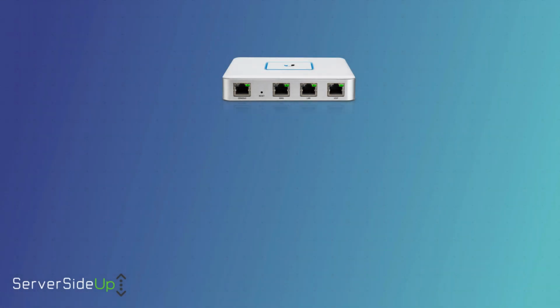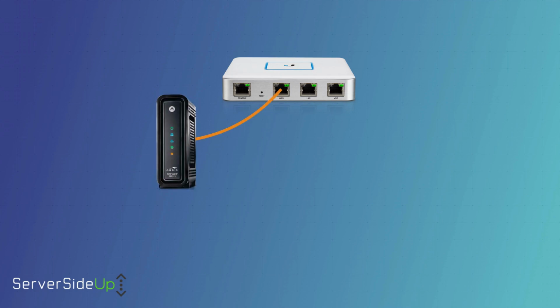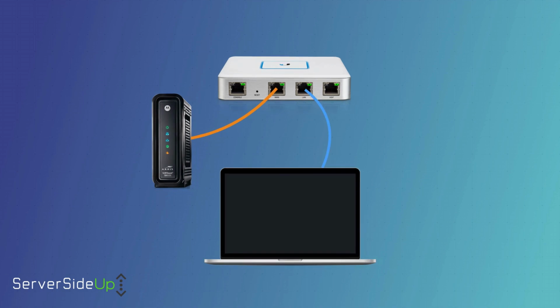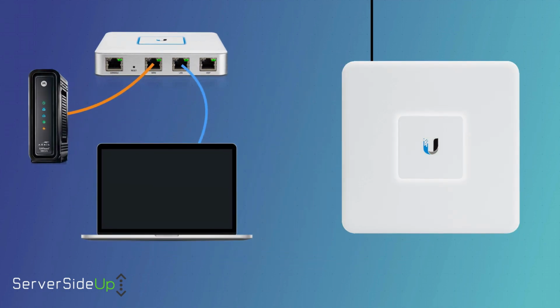And we want to connect that to your cable modem or DSL, whatever you're using. And from that point, you'll need to connect your computer into the LAN port. So internet goes to WAN for wide area network, and your computer goes to LAN for local area network. From this point, you want to plug in your USG.